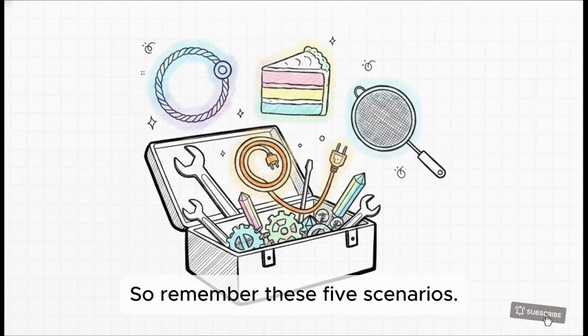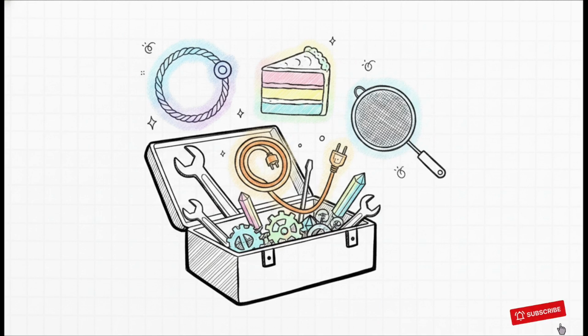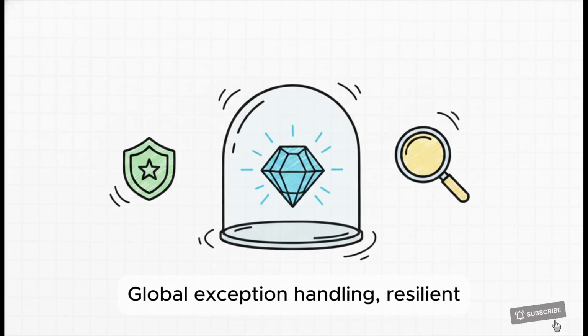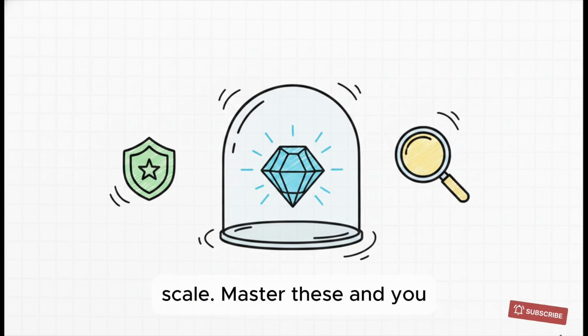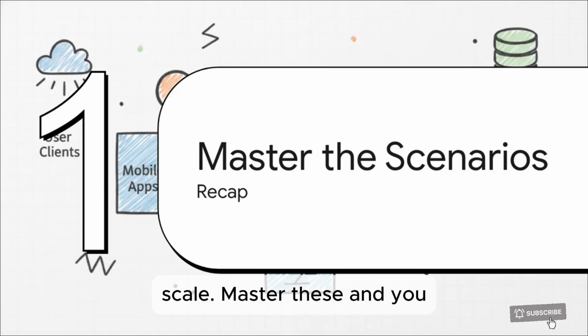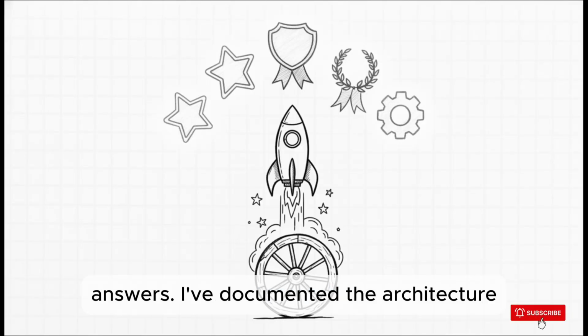So remember these 5 scenarios: modern API security, global exception handling, resilient HTTP calls, rate limiting, and minimal APIs at scale. Master these, and you immediately separate yourself from developers giving outdated interview answers.